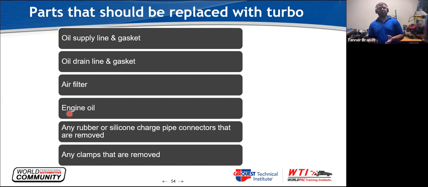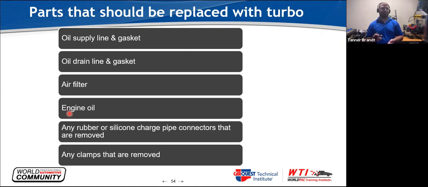Lastly, here are the parts that I want you to replace with every single turbo to make sure you don't have failures. I want the oil supply line and the gasket replaced on every single turbo, no questions asked. Do it because it is a very small oil gallery, and I showed you how small the oil gallery is in the bearing housing. Every oil drain line and gasket I want replaced too, because if there's sludge in that and the oil cannot flow out fast enough, as you saw in the video, then you can end up with an oil leak there too.